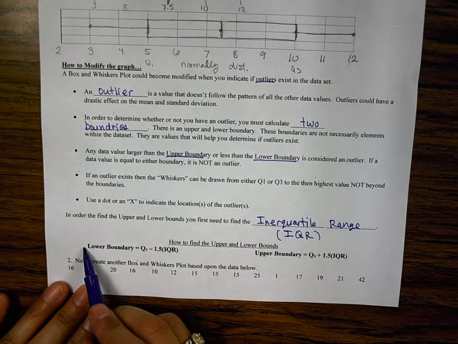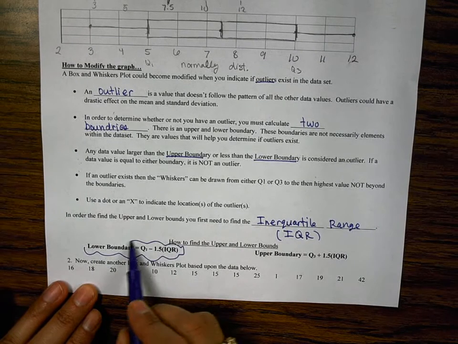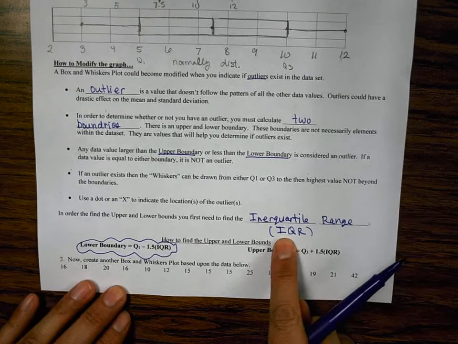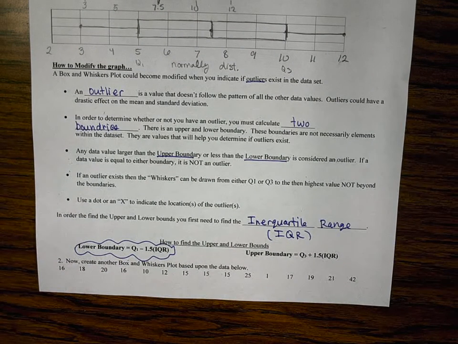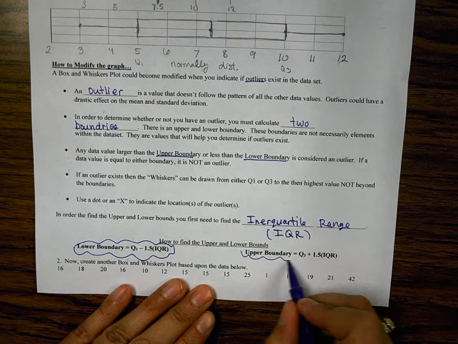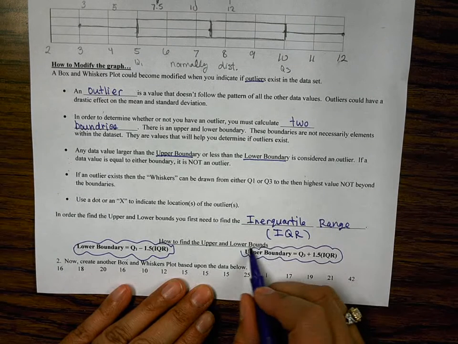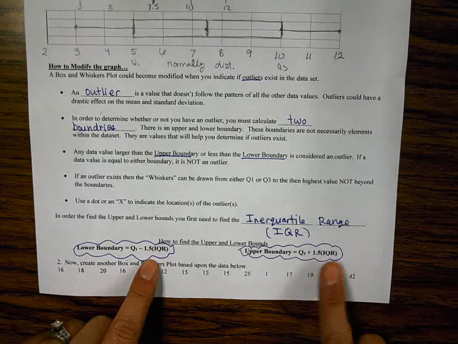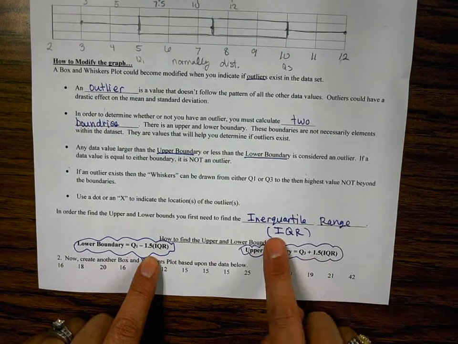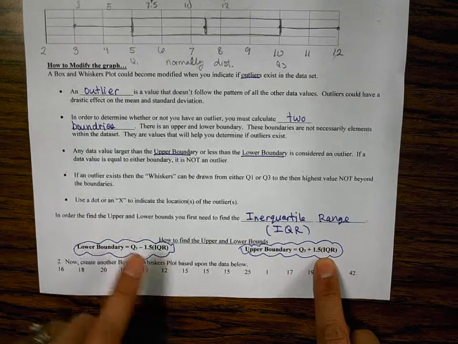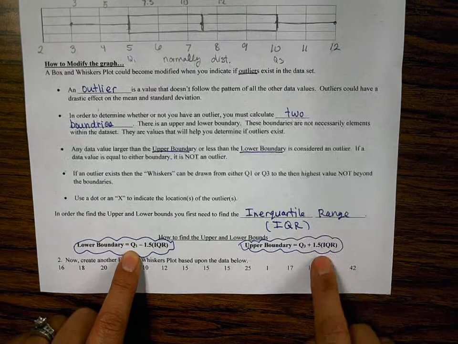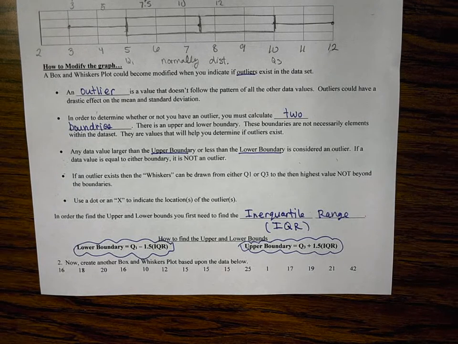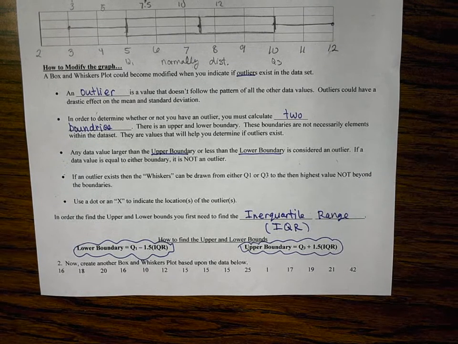The lower bound equals your Q1 minus 1.5 times your IQR. Your upper bound equals your Q3 plus 1.5 times IQR. So in both of them, you're going to find 1.5 times your inner quartile range. And over here, you're going to subtract it from your Q1, and over here, you're going to add it to your Q3. Okay, now create a box and whisker plot based upon the data below.